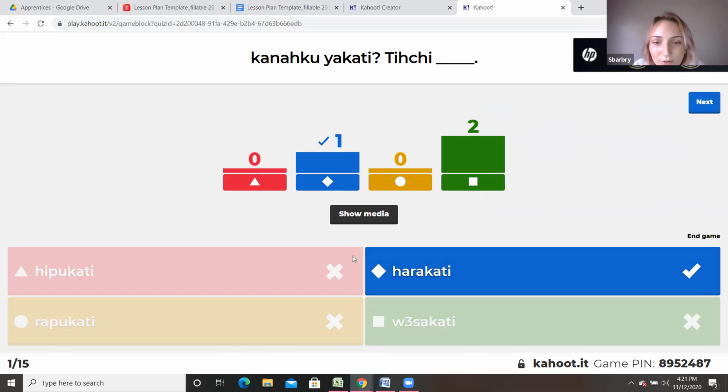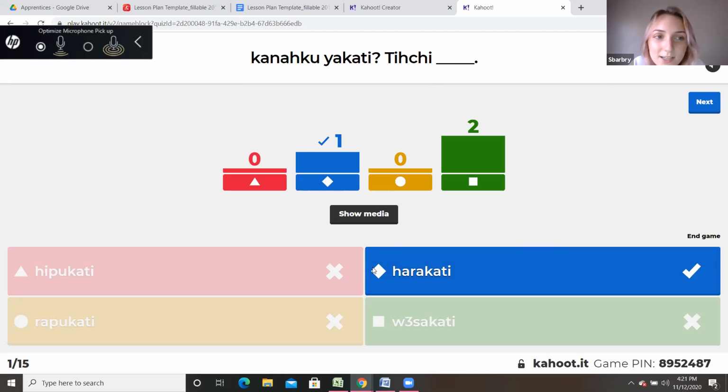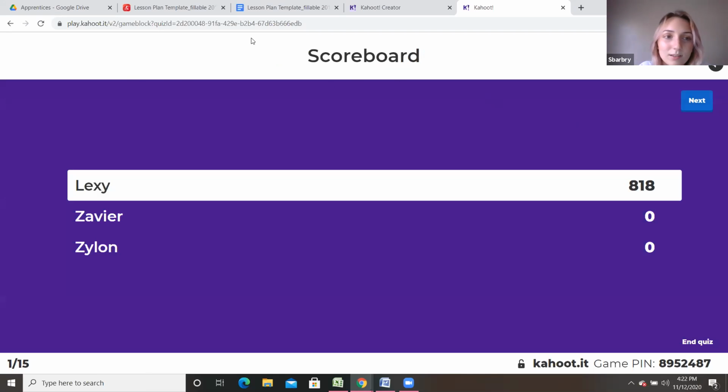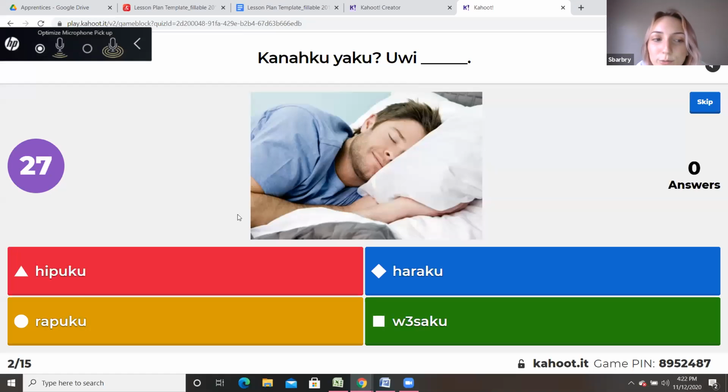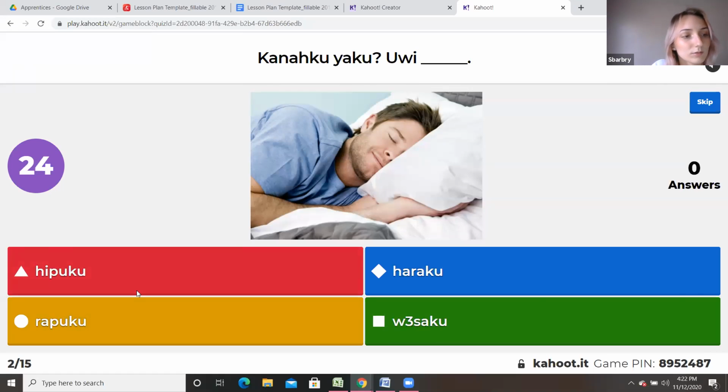Okay, so the correct answer was harakati. So hara means to sing, and kati just means she. She is singing. Okay, so good job, good job. Okay, so kanakyaku. So the ku on the ending of these words just means he. So just look at the beginning. He is what? What is he doing?